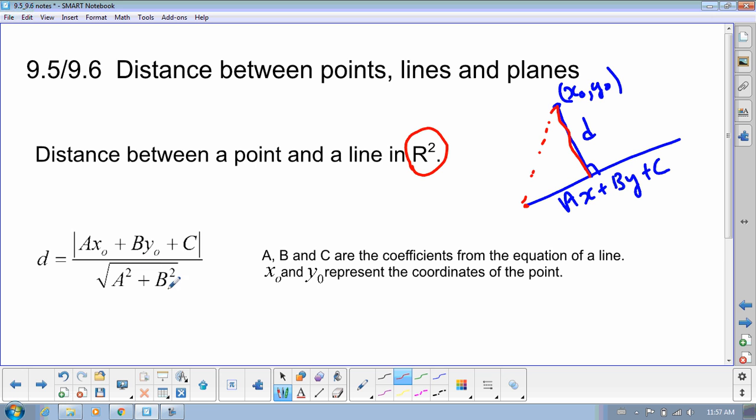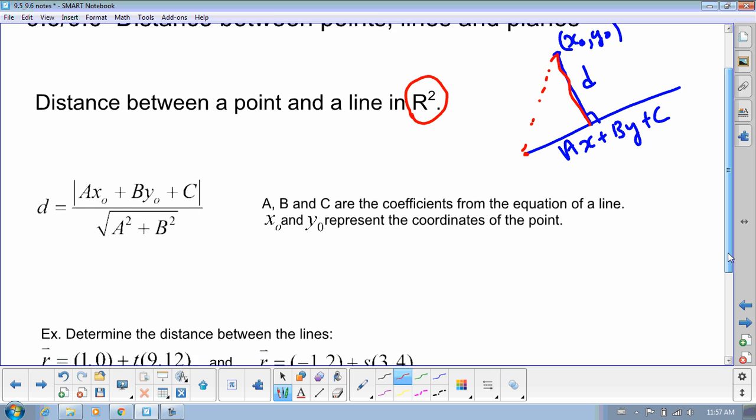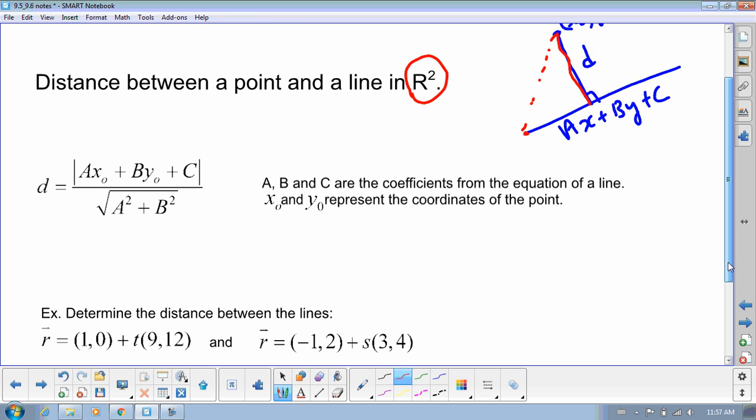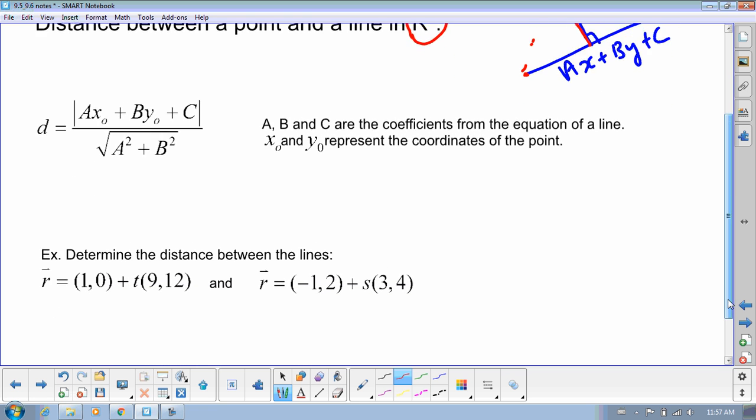So if we look at our formula, D is equal to the absolute value of Ax naught plus By naught plus C, all over the root of A squared plus B squared. Okay, so this is created from your distance formula that you're familiar with. However, we need to know the standard form of our equation of the line in 2D. So standard form is okay.